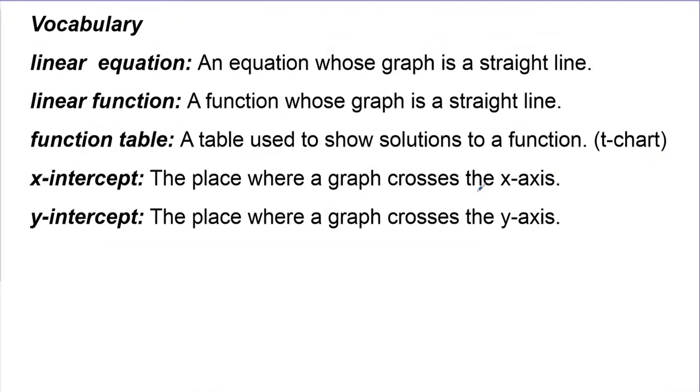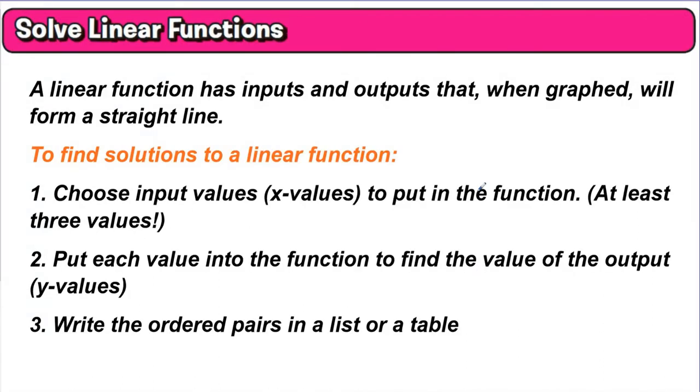Same thing for a linear function. It's a function whose graph is a straight line. So a linear equation and a linear function are basically the same thing. We're going to be using a function table, and that's a table that's used to show the solutions of a function, or sometimes called a t-chart. And then we're also going to talk about things called the x-intercept and the y-intercept. Now, an x-intercept is the place where a graph crosses the x-axis, and a y-intercept is the place where the graph crosses the y-axis.